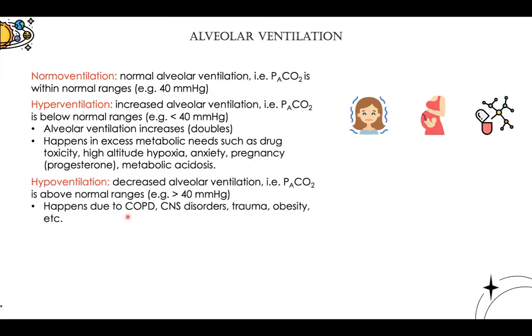Then you have hypoventilation, which, as the name suggests, is decreased alveolar ventilation. So your PaCO2 would increase, above 40 millimeters of mercury. He didn't add the causes, but I thought I'd give you an example of what happens. You could have this in chronic obstructive pulmonary disease, COPD, CNS disorders, trauma, obesity, etc. Okay, so is this clear? Alveolar ventilation.